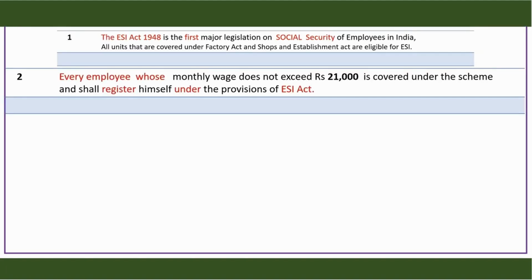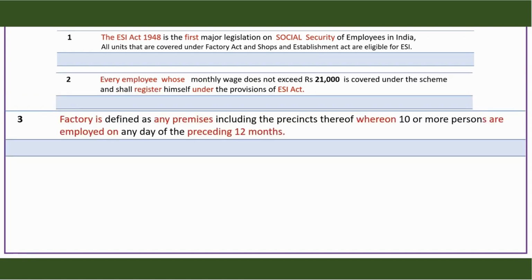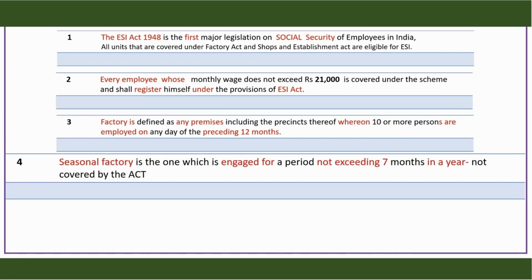The Act covers people who are employees drawing wages up to and including 21,000, and they are registered under the ESI Act. Factory, for the sake of ESI Act, is premises where 10 or more persons are employed during the preceding 12 months. ESI Act does not cover a seasonal factory.